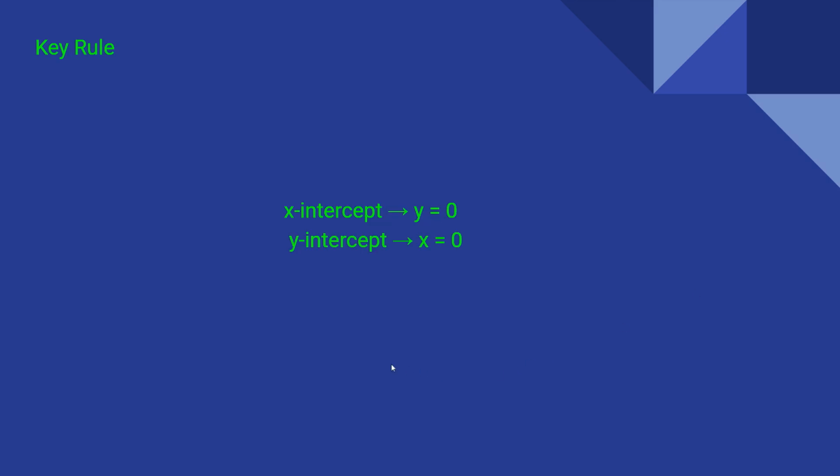The key rule is that the x-intercept means that y equals 0 and the y-intercept means that x equals 0.